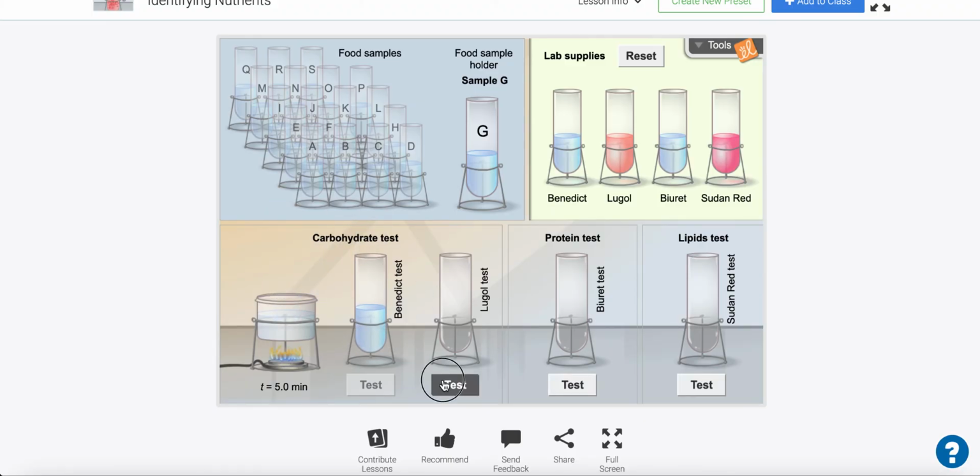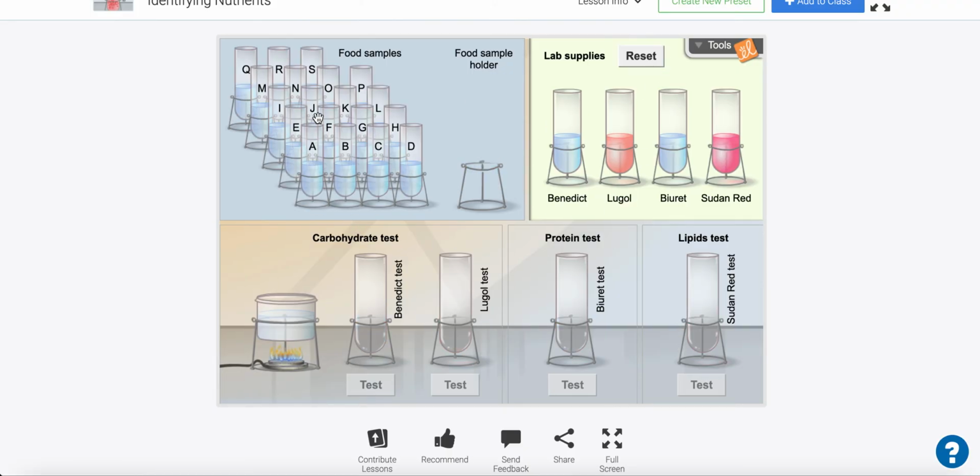Okay, that's a negative test. Let's test for the Lugol, for the starch. Also negative. Okay, we want this to turn black. If it turns black, that's a positive test. Test for proteins. Remember protein, if it's purple, it's a protein. That's a negative test. And test for the lipids. That's also a negative test. We were looking for all those little circles. We don't have any. So it's negative, negative, negative, negative for sample G.